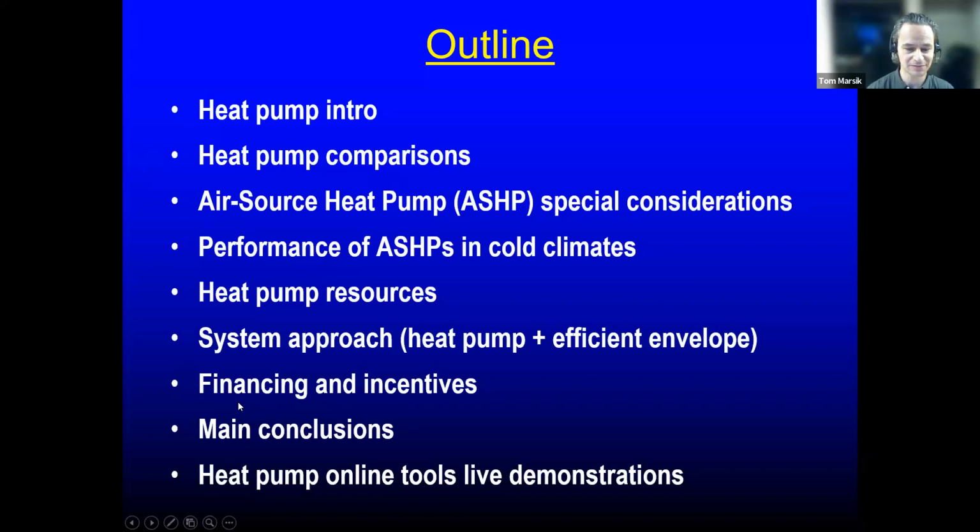I'll try to summarize some main conclusions, and at the very end, I would like to show you how to use two nice online tools to help you make your own decisions, so you can decide in your own specific situation whether a heat pump makes sense for you and also how to optimize its use.